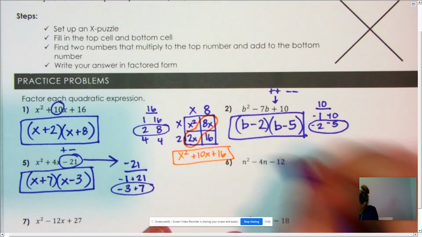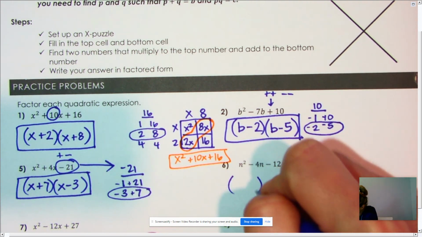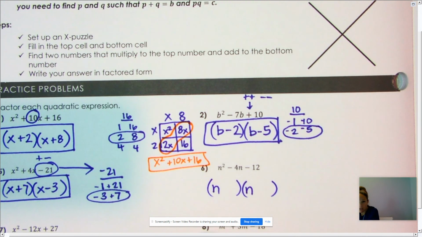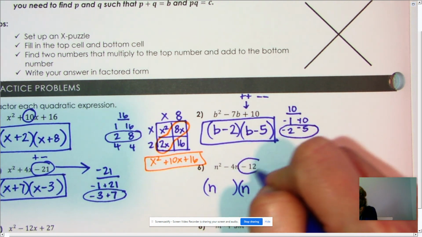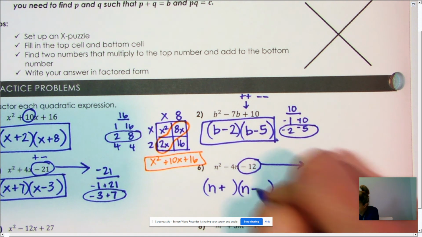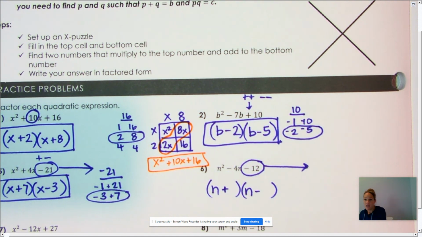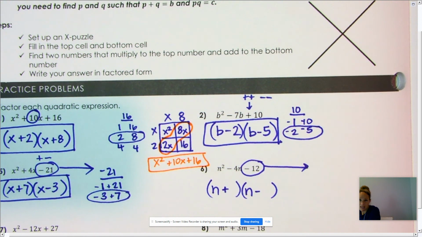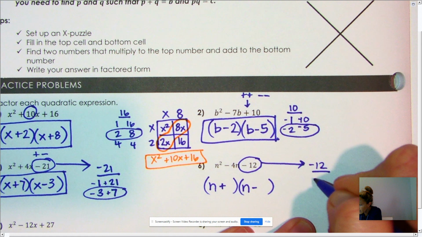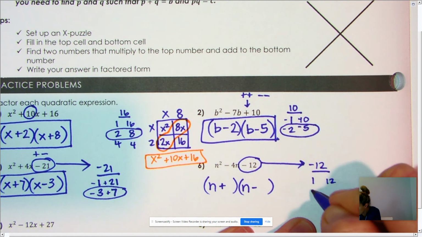All right. Question number 6, I'm going to start by writing the parentheses. I'm going to put an N on each side. I'm going to take this answer here that I know is the product. And remember, anytime the product is negative, I have to have a plus and a minus, right? And so I'm going to put that negative 12 right here. And I'm going to start with 1. Can 1 go in? Yep, 12 times. Can 2 go in?